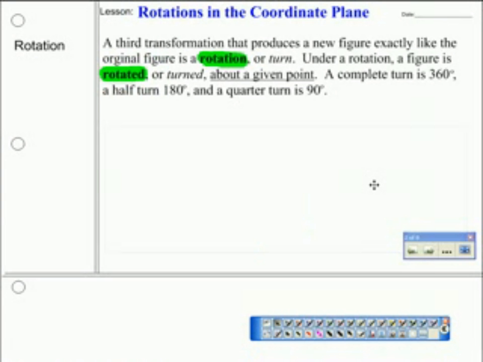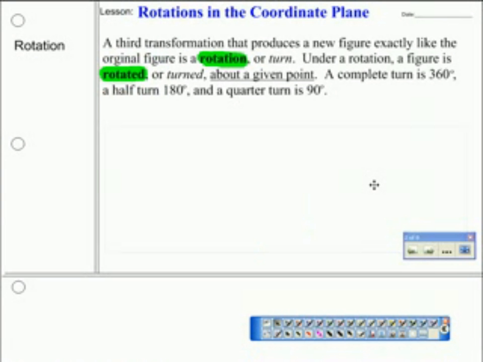As this video is going on, you want to write down some of the stuff that he says, some of the key ideas. Like reflections. On this first slide, under a rotation, a figure is rotated or turned about a given point. That's important. Write down some of that. A rotation is a turn. Under a rotation, a figure is rotated or turned about a given point. That's very important. So write that down in your notes. About a given point.